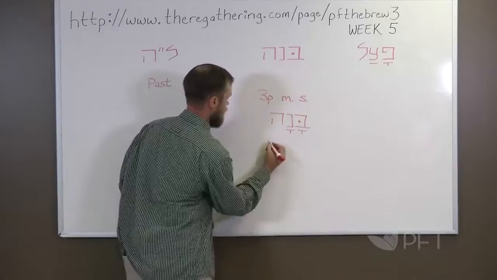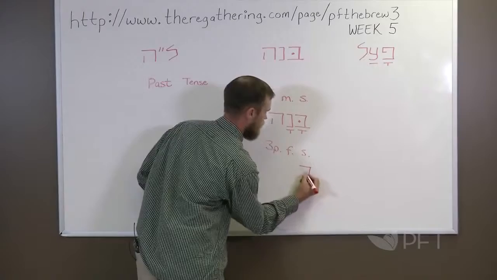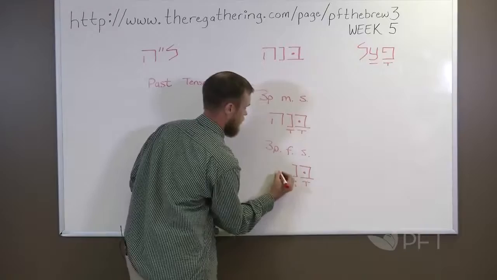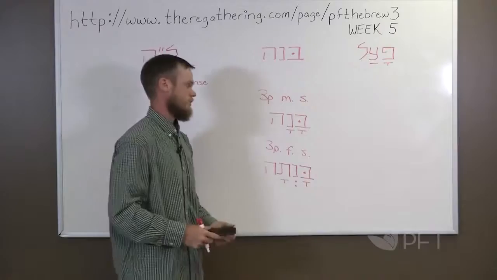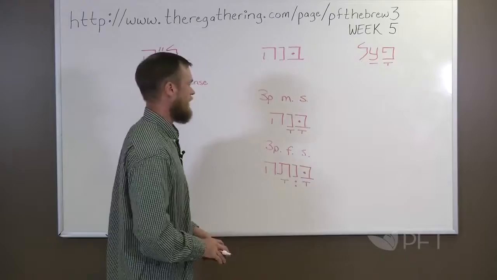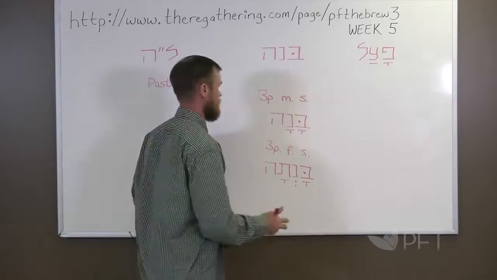If you look at the third person feminine singular, you'll notice an infix. A tav appears in the middle. So, hu bana, he banta. She built would be hi banta. And again, third person plural is shared by masculine and feminine.